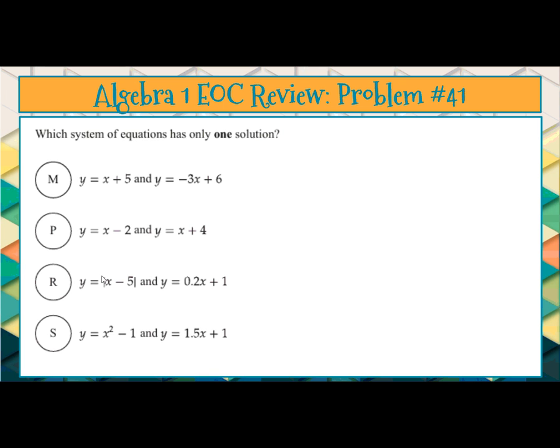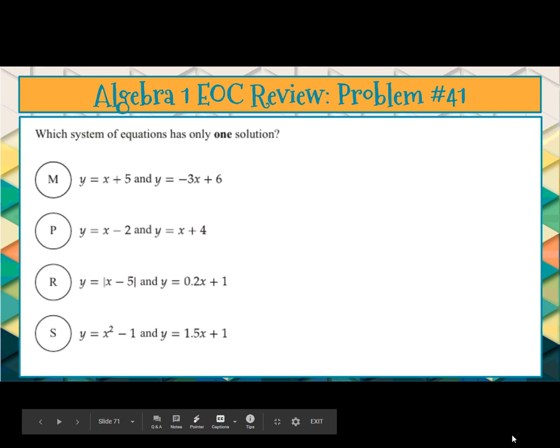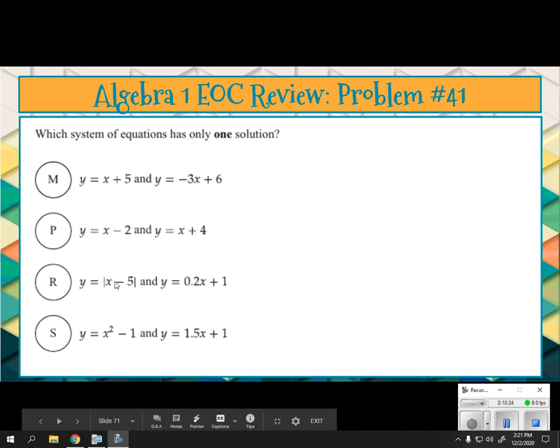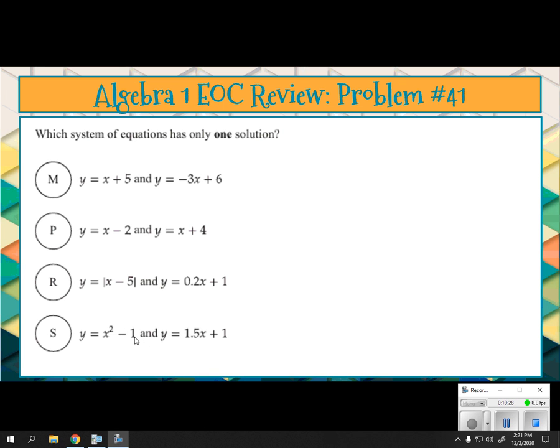These are going to imply, because I have a quadratic and I have an absolute value, that it could cross more than one time. So because I have an absolute value and a quadratic, I have the potential of crossing those functions more than one time, and I'm looking for only one solution.